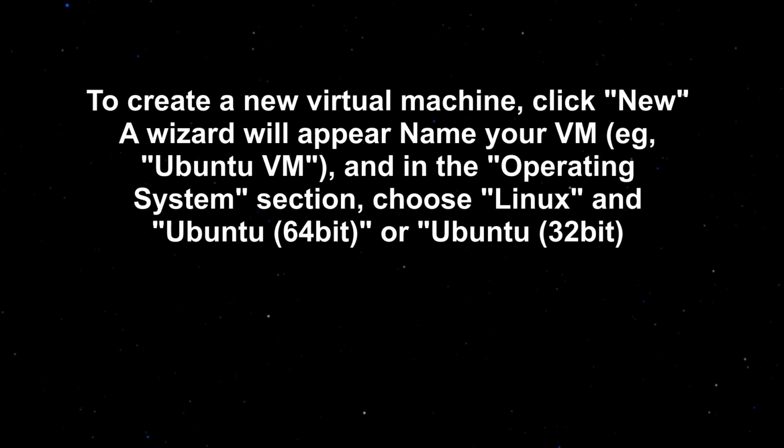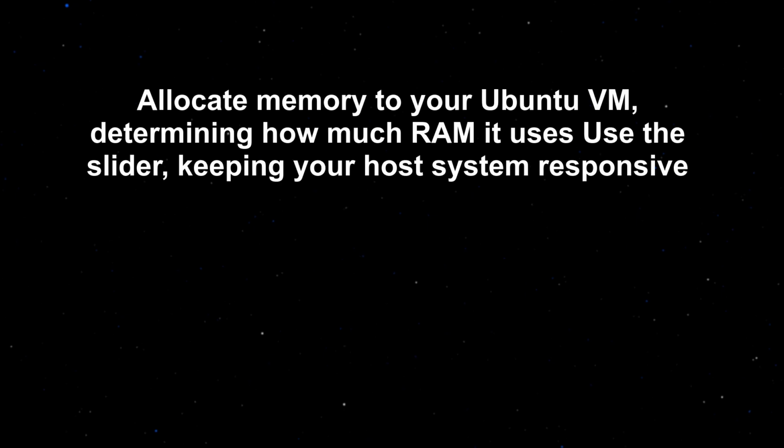To create a new virtual machine, click New. A wizard will appear. Name your VM, e.g. Ubuntu VM, and in the Operating System section, choose Linux and Ubuntu 64-bit or Ubuntu 32-bit. Allocate memory to your Ubuntu VM, determining how much RAM it uses. Use the slider, keeping your host system responsive.